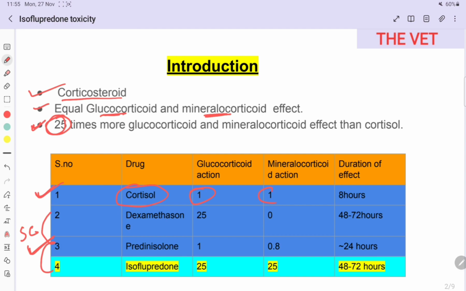Cortisol has been assigned a value of 1 for mineralocorticoid and glucocorticoid effect as a reference value, and its effect lasts for 8 hours. This is a short-acting corticosteroid. Dexamethasone has 25 glucocorticoid action and 0 mineralocorticoid action, and its effect is for 72 hours, that is long-acting. Isoflupredone has 1 glucocorticoid, 0.8 mineralocorticoid action, and its action is for 24 hours, that is intermediate acting. Isoflupredone has 25 times glucocorticoid effect and 25 times mineralocorticoid effect.